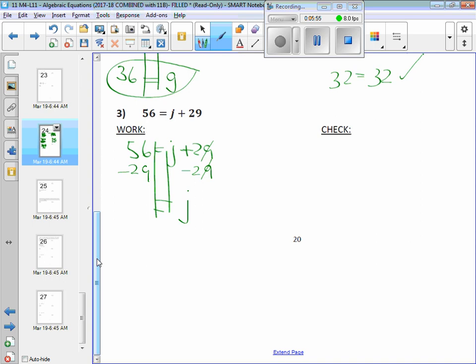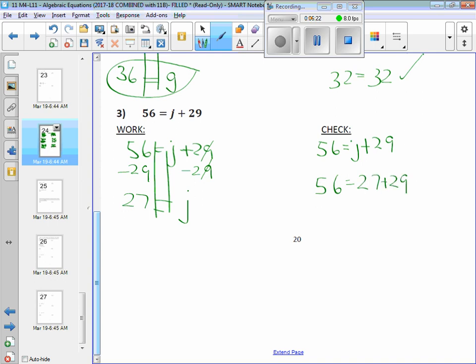I actually saw somebody make a mistake this morning on this and wrote down 25. But it should be 27. This is why we do the check. Let me show you what I'm going to do with the check just to be sure here. All right, I'm going to rewrite the original, and I'm going to substitute now, instead of J, I'm going to put 27 in.